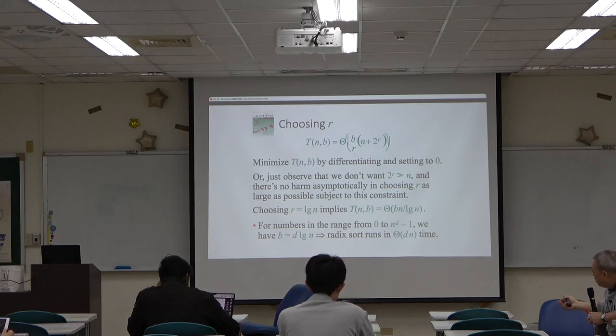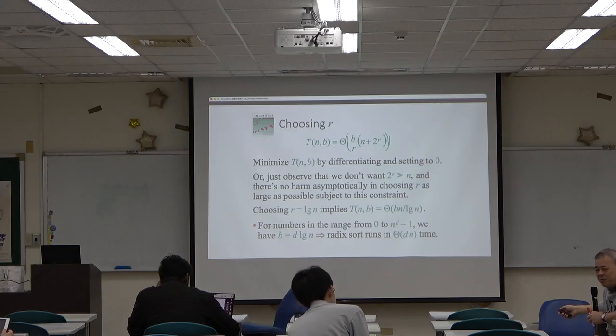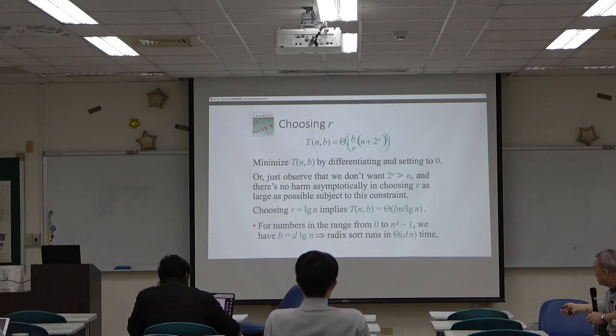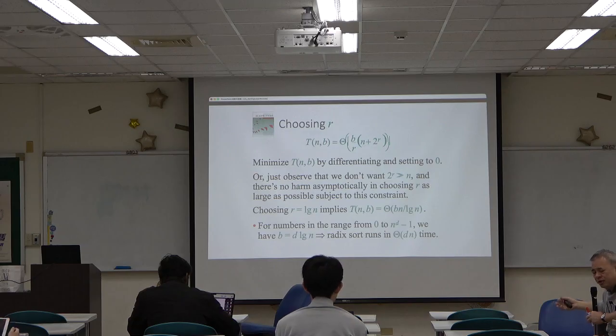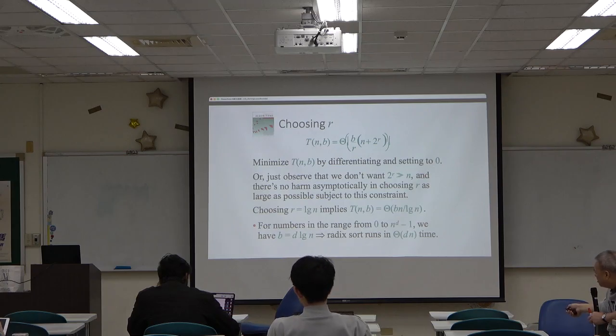One way we could do it is to differentiate this formula and set it to 0, to come up with the right choice of R. But we can just observe that we don't want 2 to the power of R to be too big. If 2 to the power of R is not too big, then there's no harm. Because of this observation, there's no harm asymptotically in choosing R as large as possible, subject to this constraint.